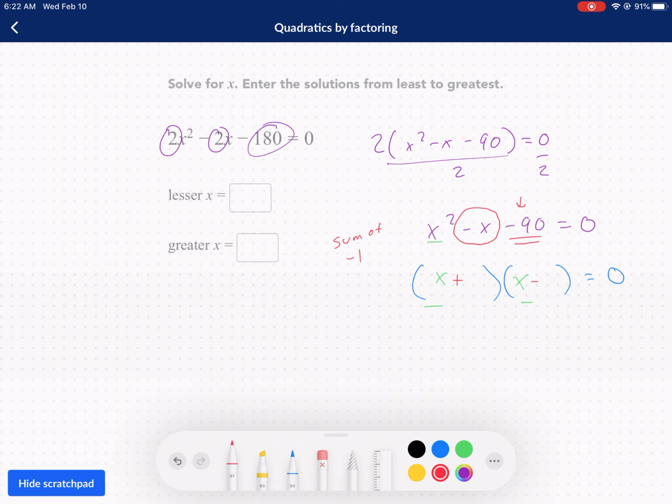They only have a difference of negative 1. Well, this is going to be 10 and 9. 10 times 9 equals 90, but one of them needs to be negative to get negative 90. The bigger one needs to be negative because the middle term is negative, so it's going to be negative 10. Negative 10, positive 9. Now, what do I need to do from here?